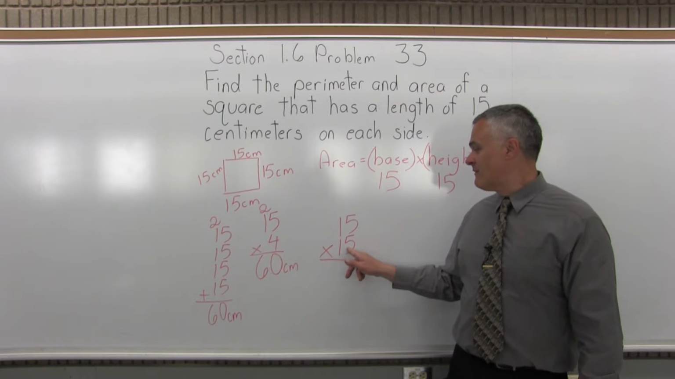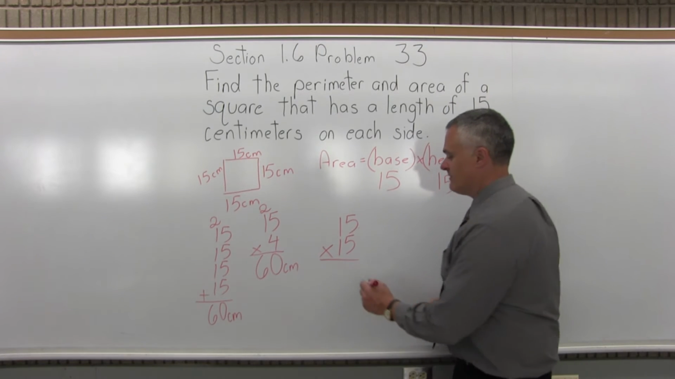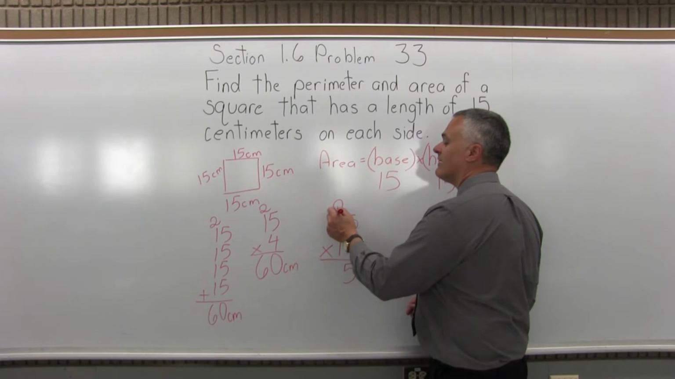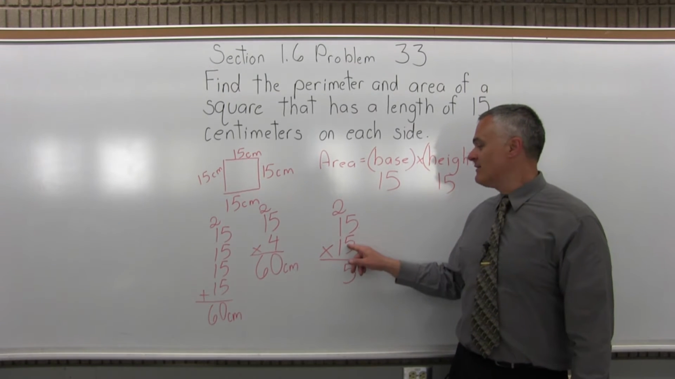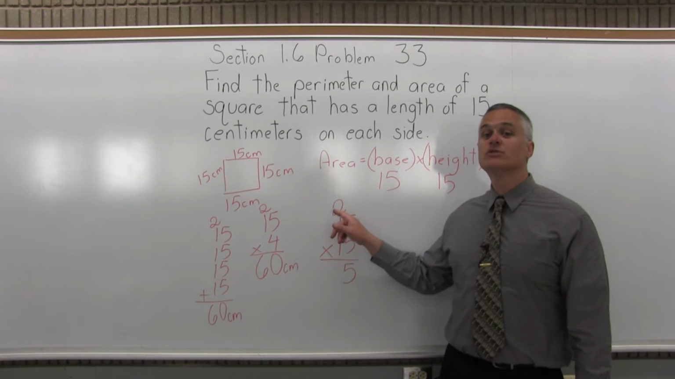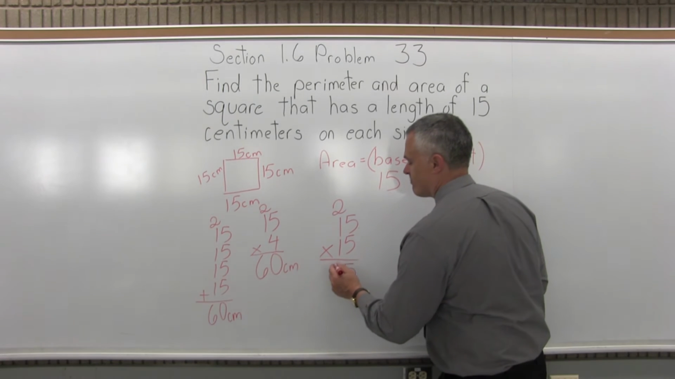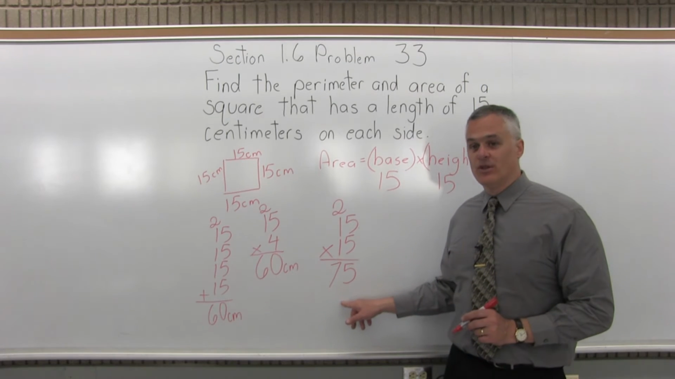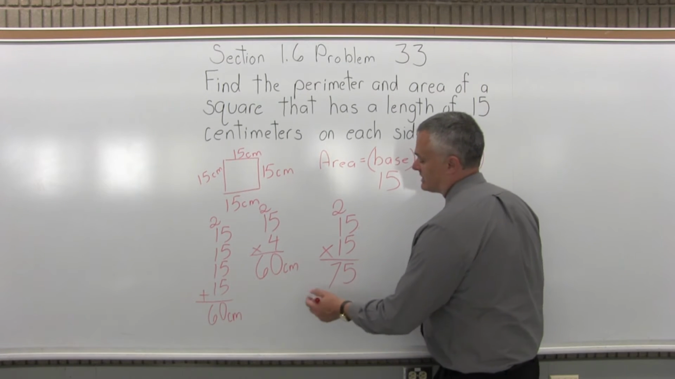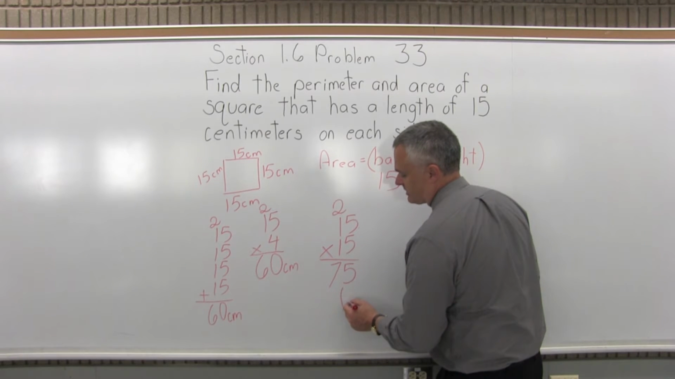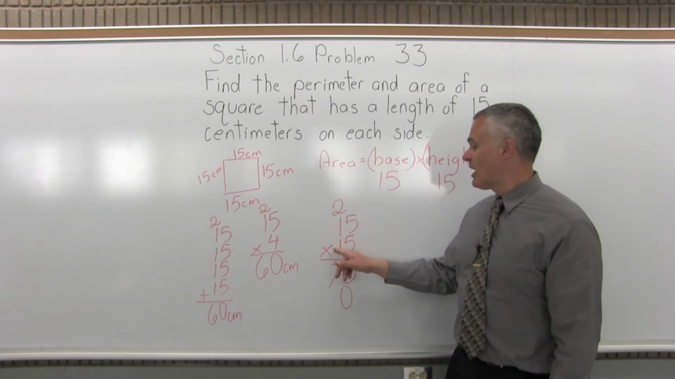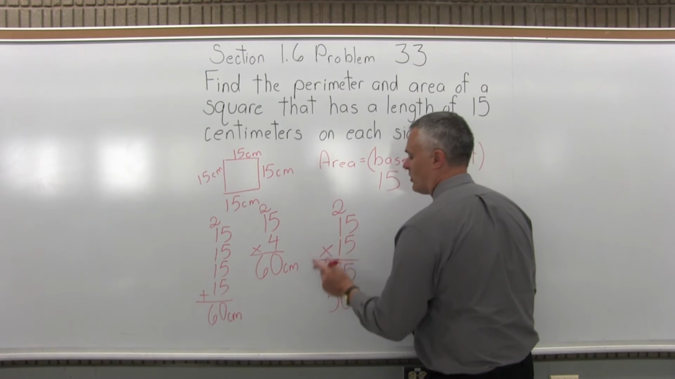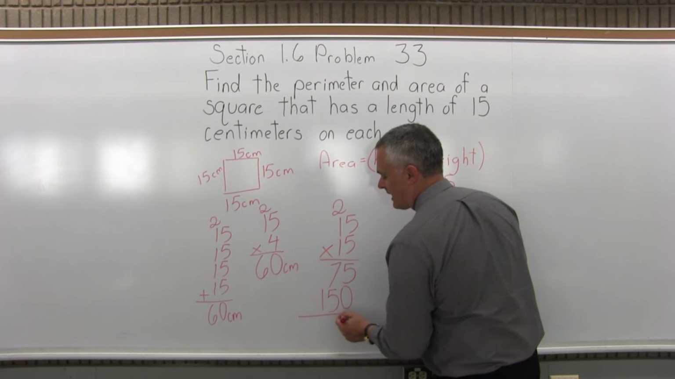Now, 5 times 5 is 25. Write the 5 from the 25. Carry the 2 from the 25 to the top of the next column. 5 times 1 is 5. 5 plus 2 more is 7. Now, go down a row. Start the next row down with a 0, or just slide over 1 position to the left. I'll put the 0. And now I will multiply 1 times 5 is 5. 1 times 1 is 1. And now I will add.